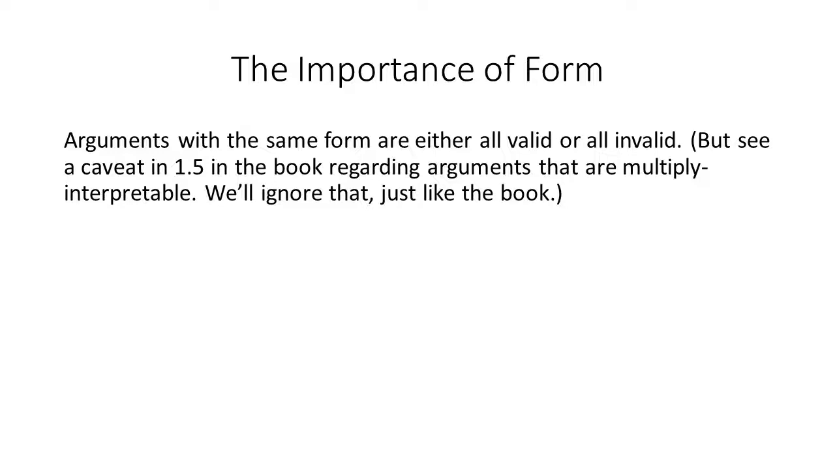So anyway, what this means is that if we know that one argument is invalid, and we have an argument and we determine that it has the same form as the invalid argument, then we know that the other argument is invalid as well. And similarly, if we know of one argument that it's valid, then any other argument with the same argumentative form will also be valid.